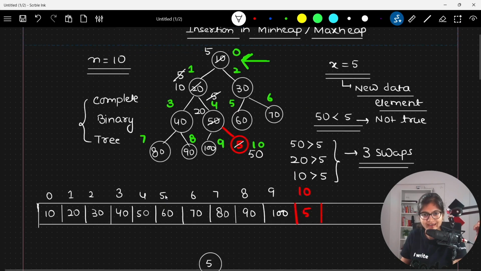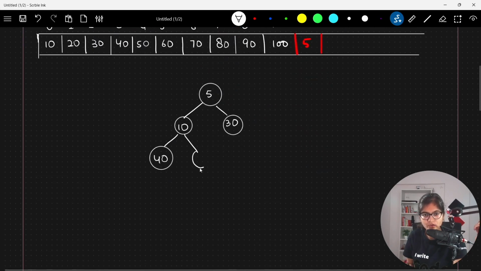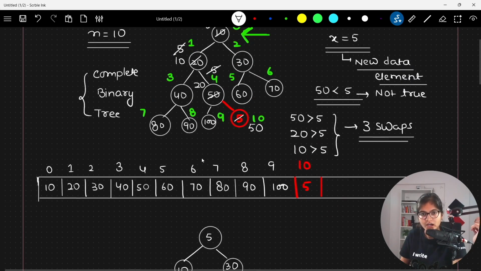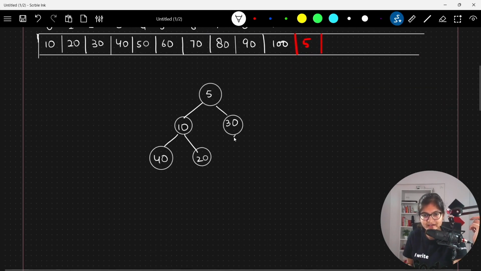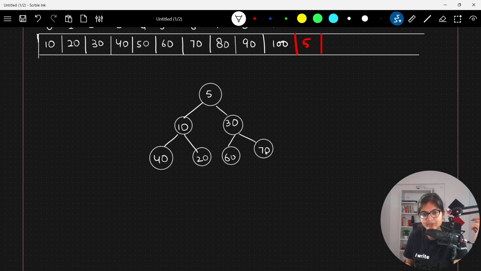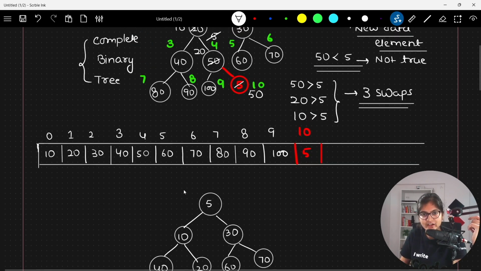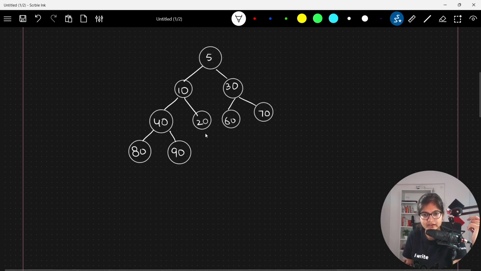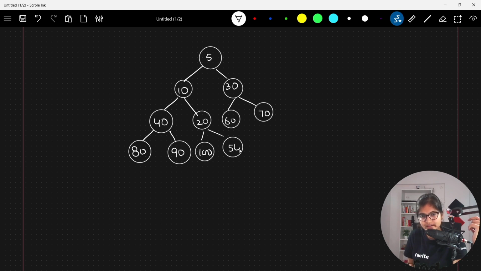On the right side of 10, I am having 20 now. On the left side of 30, I am having 60. On the right side of 30, I am having 70. On the left side of 40, I am having 80. On the right side of 40, I am having 90. Then on the left side of 20, I am having 100, and on the right side of 20, I am having 50.